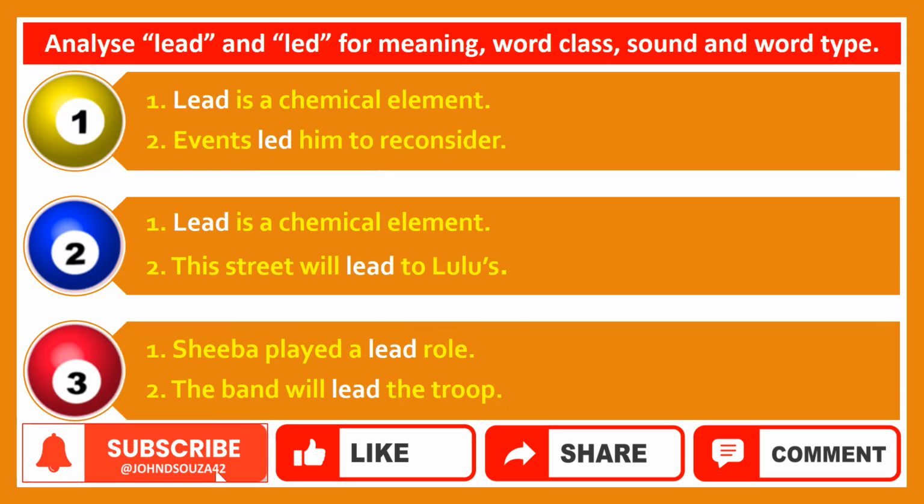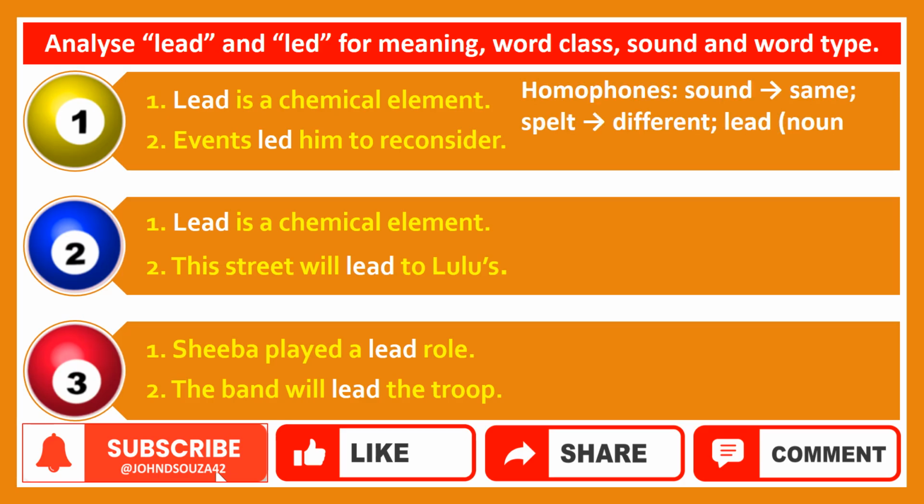The word lead is a great example of how pronunciation and meaning vary. In the given sentences, analyze the words lead and led for meaning, word class, sound same and different, and word type: homophones, homographs, and homonyms. The first set of words are homophones, which sound the same but are spelt differently.